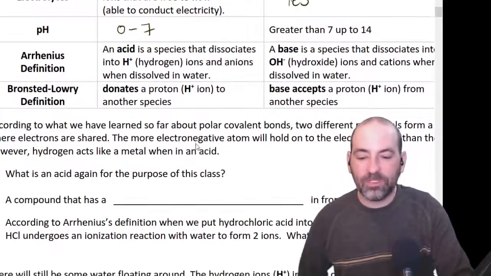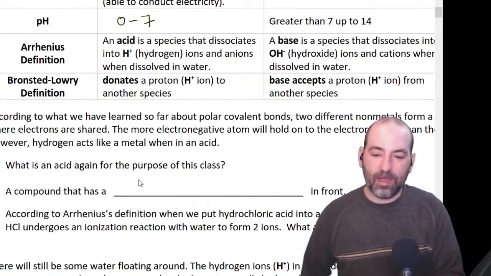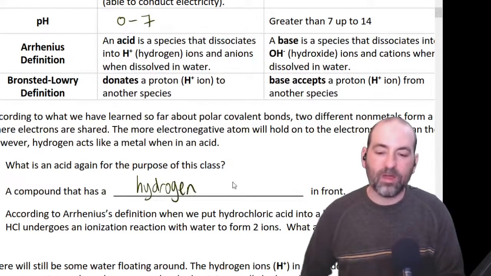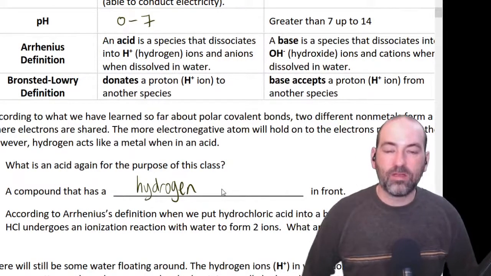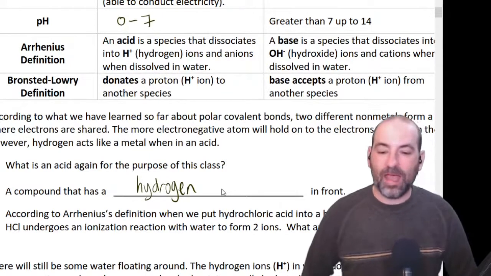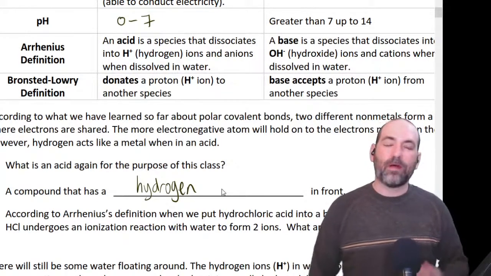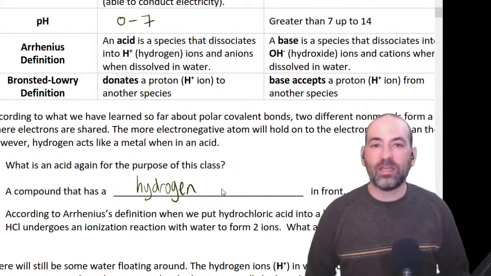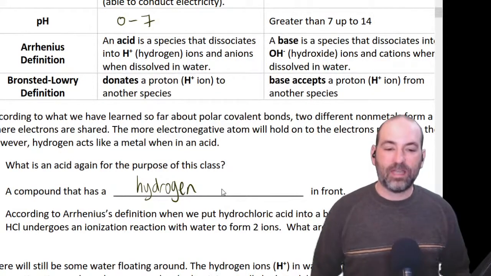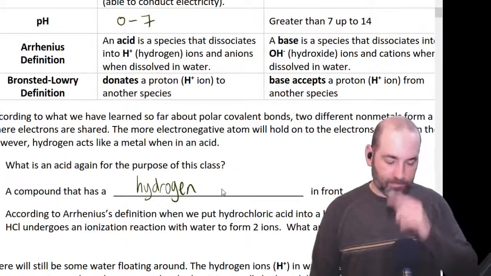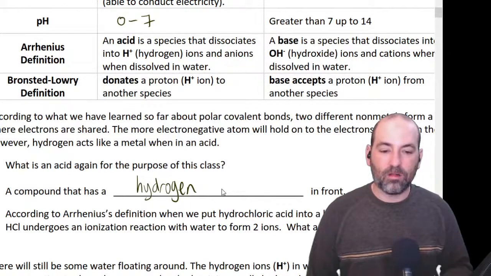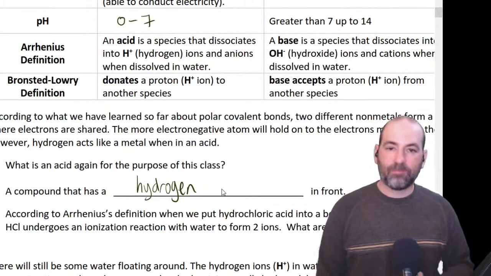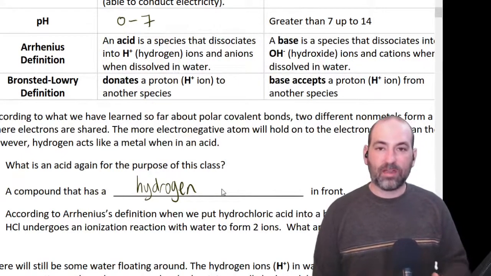So if we see a formula and the compound has a hydrogen written in front, that's generally a good clue that it is probably an acid. So think about the acids that we've used: hydrochloric acid, HCl; nitric acid, HNO3; sulfuric acid, H2SO4. Those are all formulas that have the H right in front, and that's a nice shorthand way of identifying an acid from its formula.